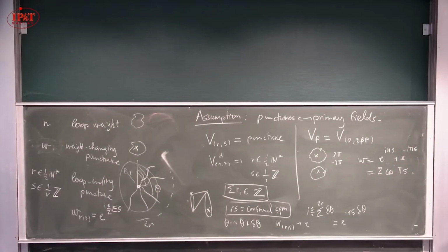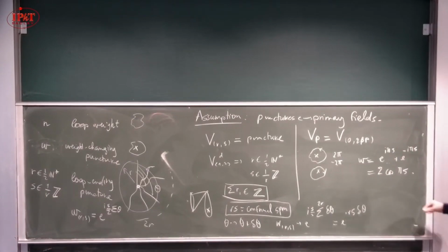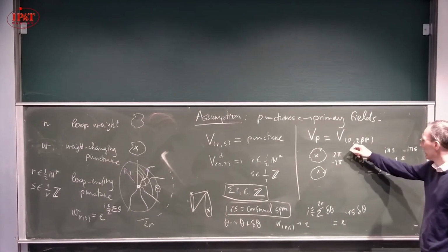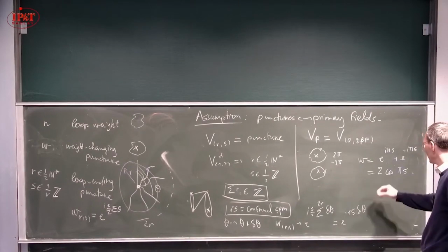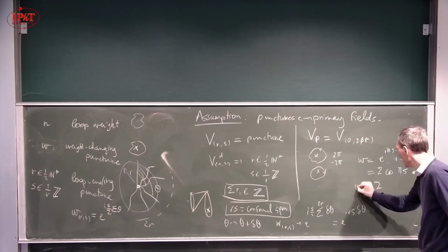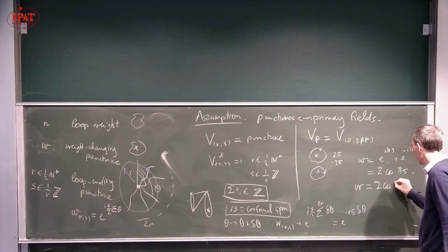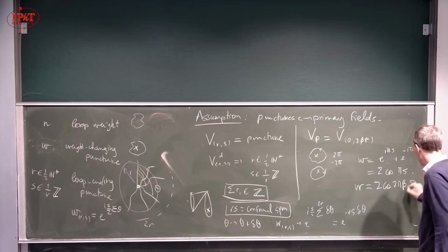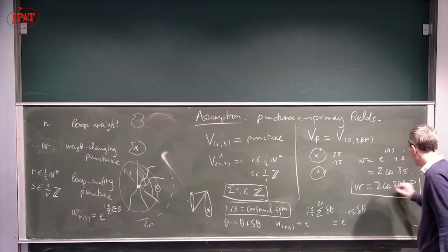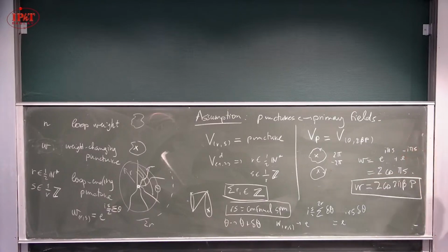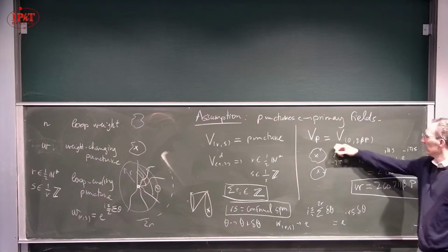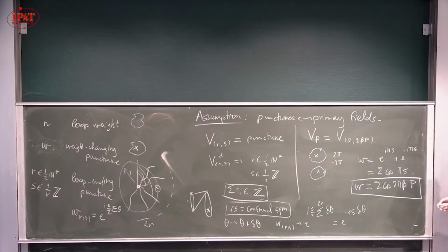And now, what is this s? Well, this s is 2 beta p. So W is 2 cos 2 pi beta p. So that gives me the weight of the loops as a function of the momentum in the CFT, or conversely, the momentum when I know the weight.